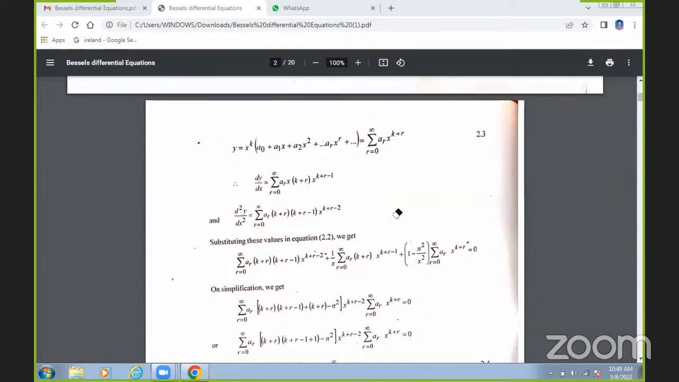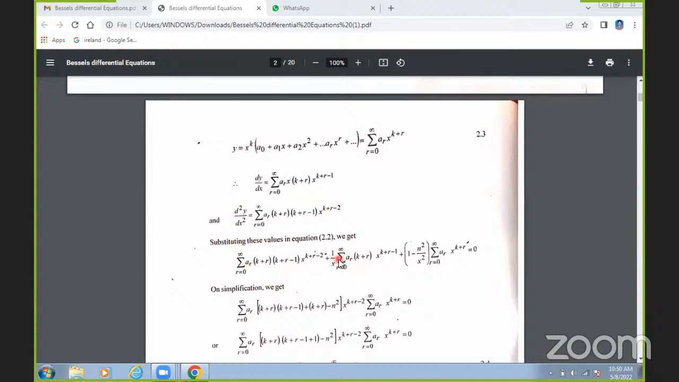these values we are going to substitute in the differential equation, that is Bessel's differential equation. So what is the Bessel's differential equation we have: d square y by dx square plus 1 by x into dy by dx plus 1 minus n square by x square into y equals 0. So first term is d square y by dx square, this value which we have written here.